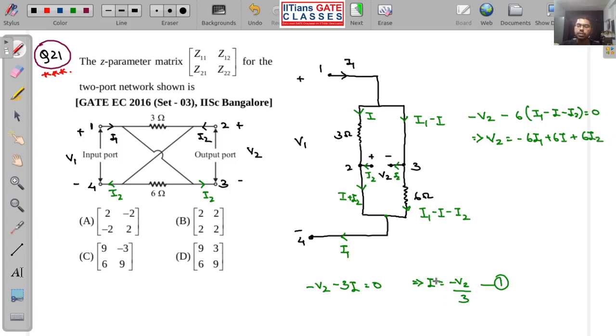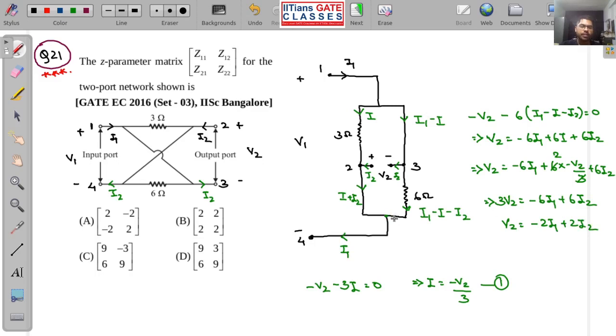Let me substitute the value of I. So it will be what? V2 is equal to minus 6I1 plus 6 into minus V2 by 3 plus 6I2. So this will be what? 3V2 is equal to minus 6I1 plus 6I2. So V2 is equal to what? Minus 2I1 plus 2I2. Can we make an inference here?